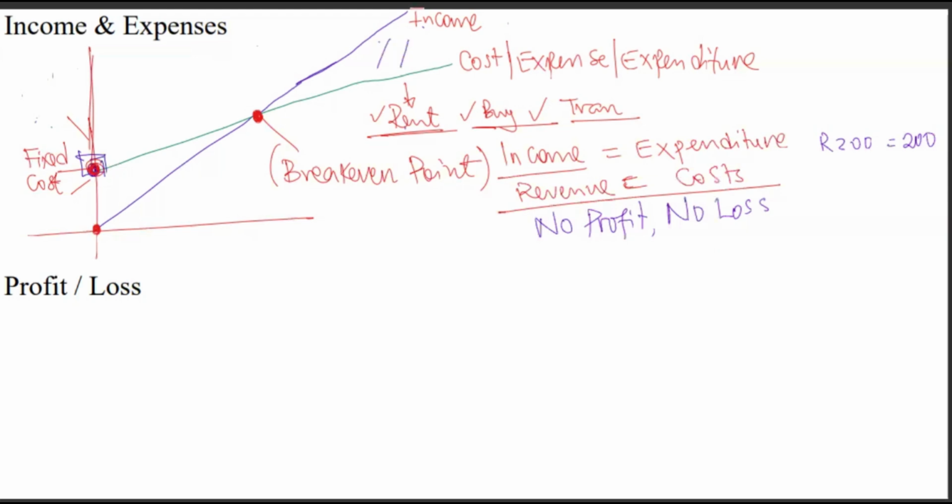You understand? You see this part here now. There are two triangles. This triangle here represents the profit. And this other triangle down here, what does it represent? The loss. It represents the loss. This is what we can say about income and expenditure. That's what you have to know.